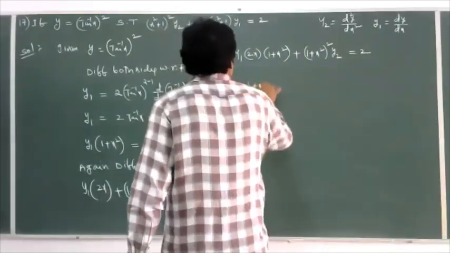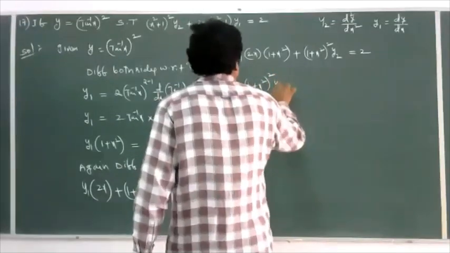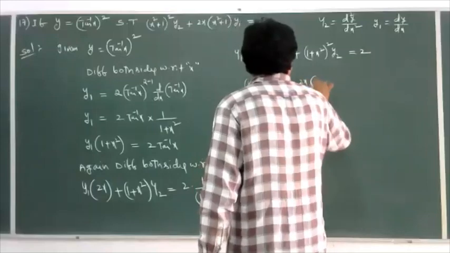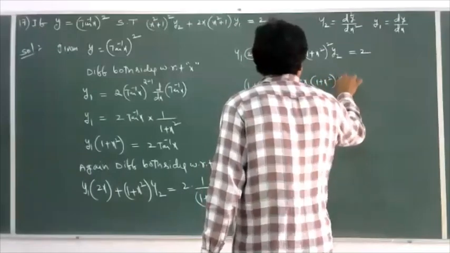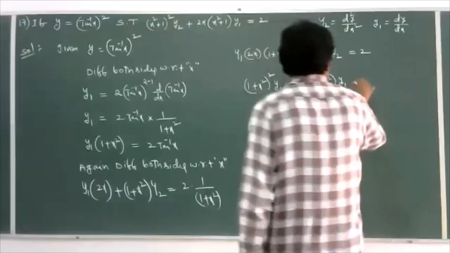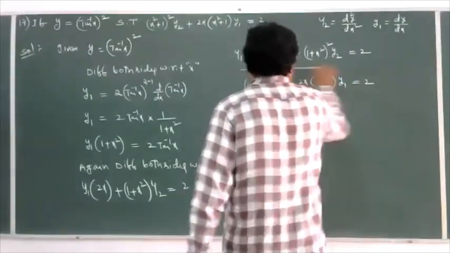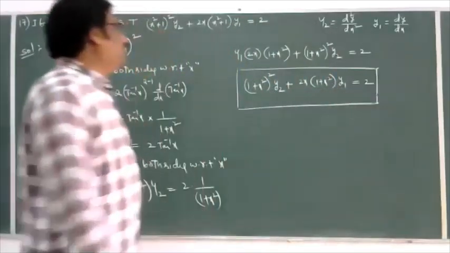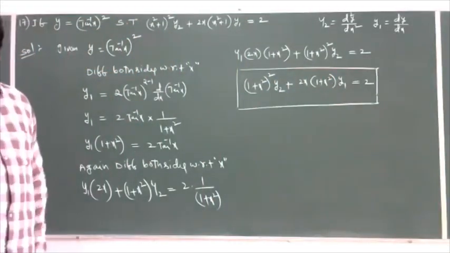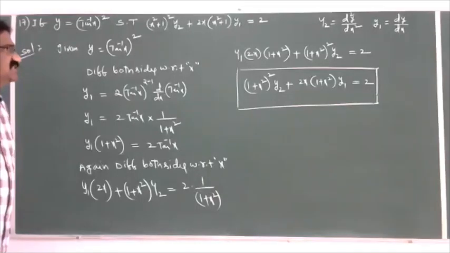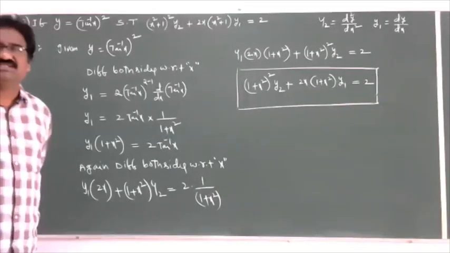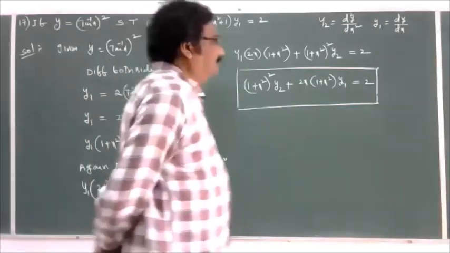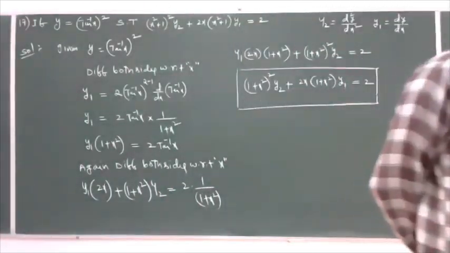That is (1 plus x square) whole square into y2 plus 2x into (1 plus x square) into y1 is equal to 2. This is the required answer. (1 plus x square) whole square into y2 plus 2x into (1 plus x square) into y1 is equal to 2. Very, very important model.